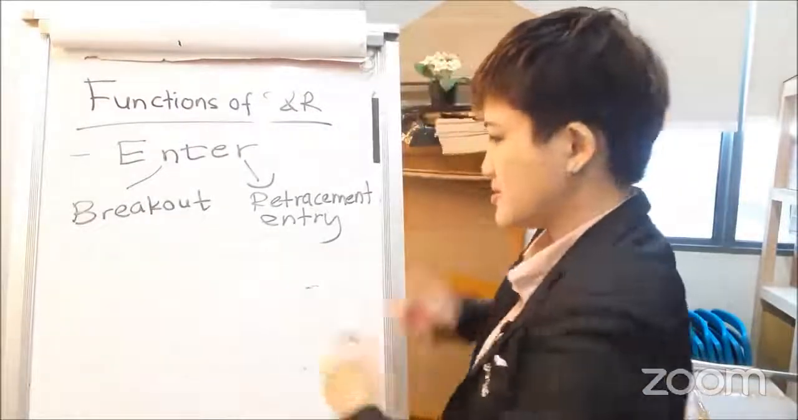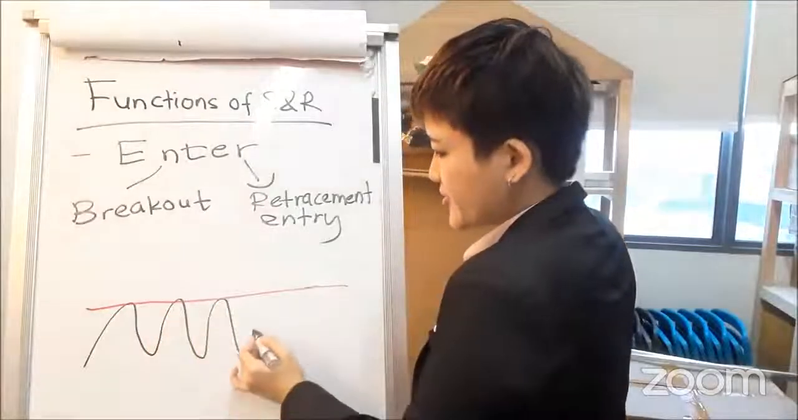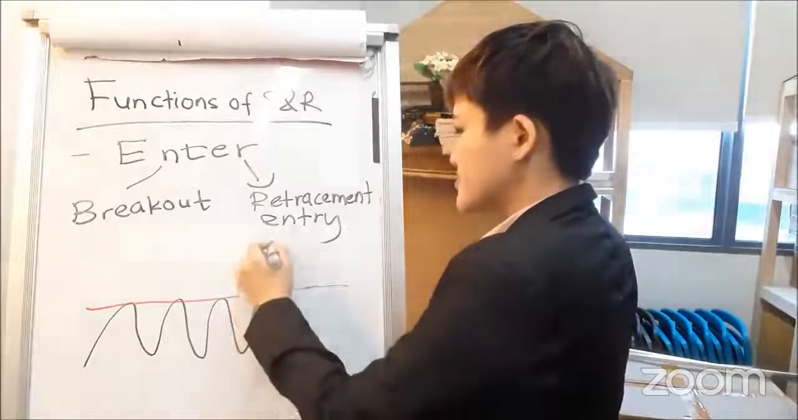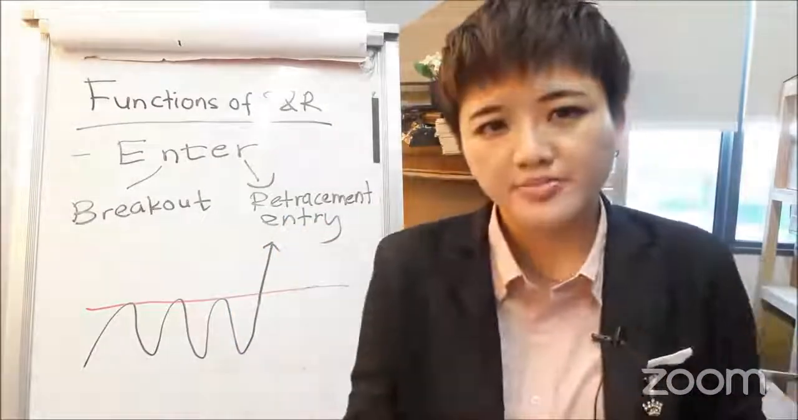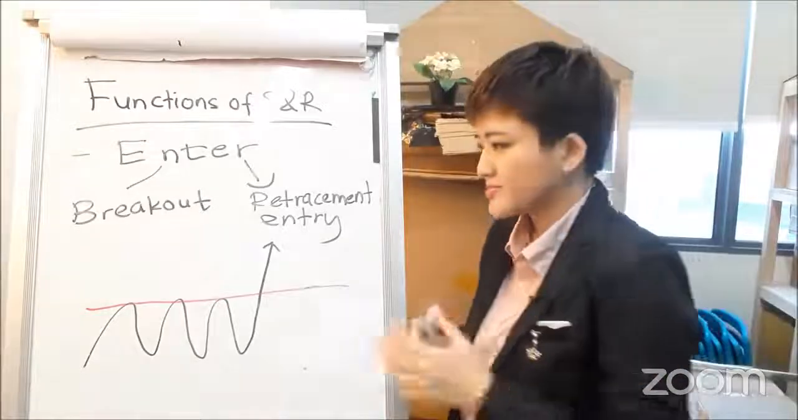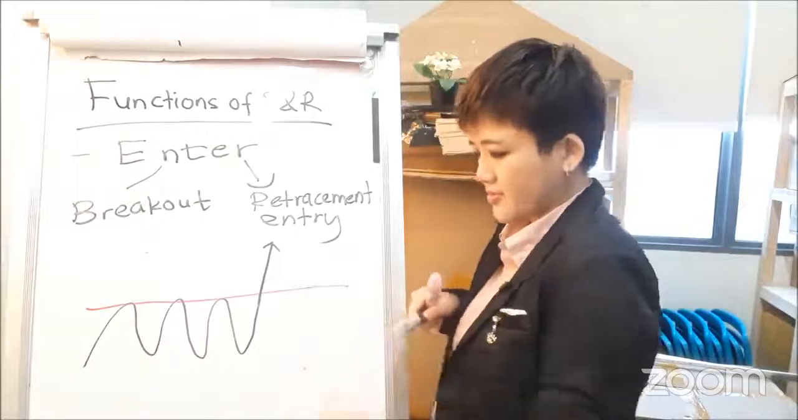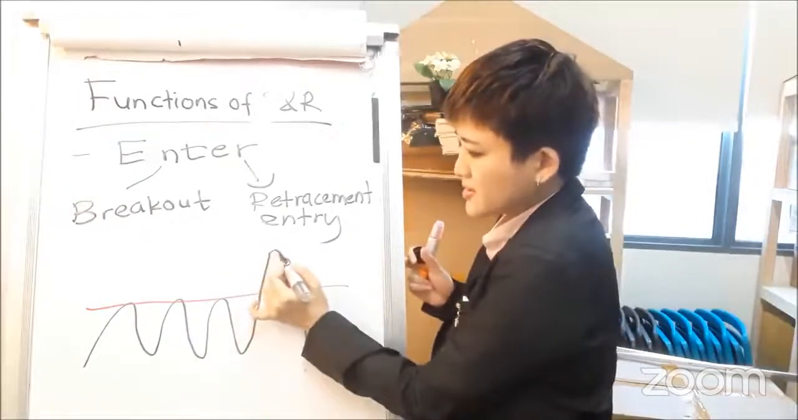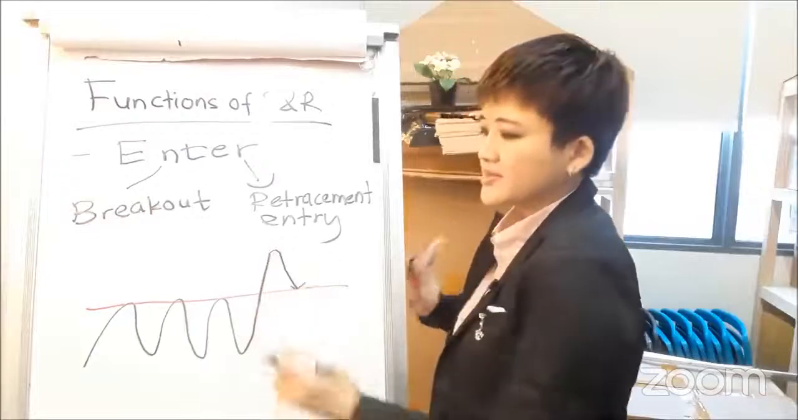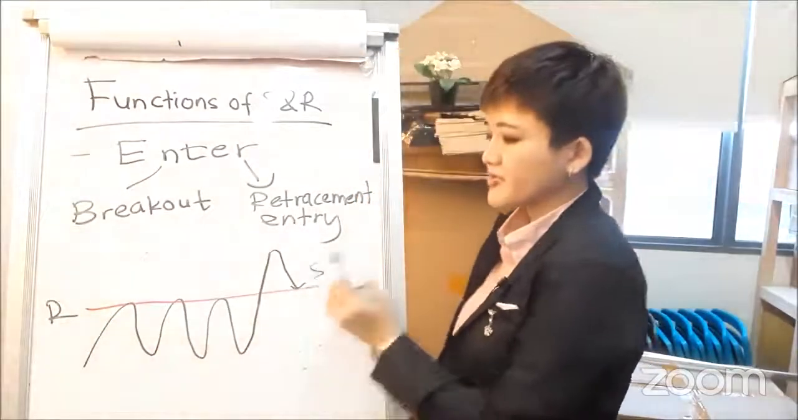So another way that you can enter on a retracement is you combine these two together. So how do you do that? Let's say you have a resistance. Let's say price bounces off, breaks this resistance, and then normally after a breakout, sometimes you'll see that the price will U-turn, come back down and test this resistance, which became support over here.